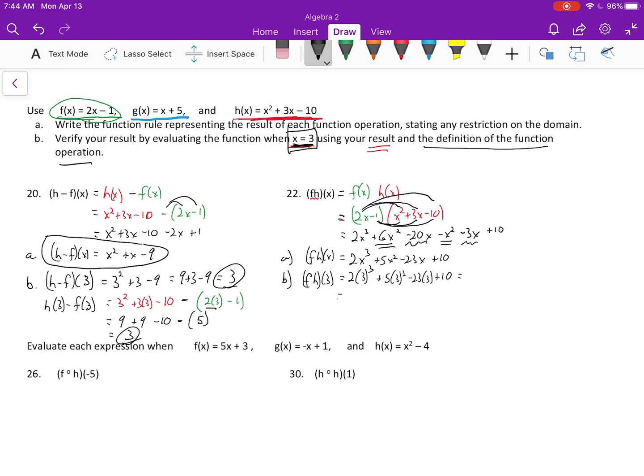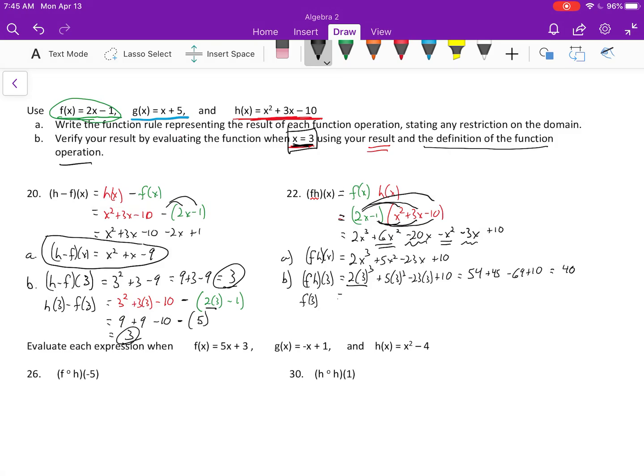So 3 cubed is 27. So we're looking at this one. 3 cubed is 27 times 2 is 54. 3 squared is 9 times 5 is 45. Negative 23 times 3 is negative 69 plus 10. So I'm going to take the positives. 54 plus 45 is 99. Plus 10 is 109. And then minus 69 is 40.